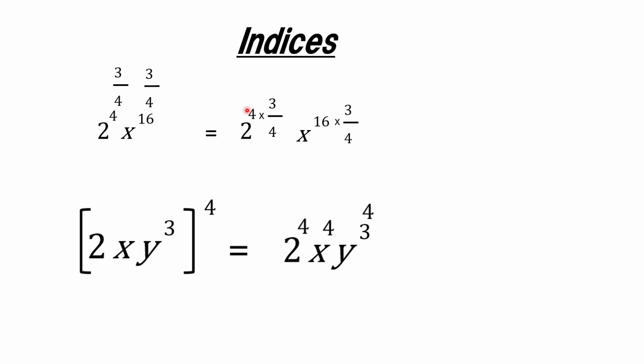Now the 4's will cancel each other, so it's just going to be 2 to the power of 3. If you don't like canceling, you can think of it like 4 times 3 is 12. 12 divided by 4 is also 3. So it's going to be 2 to the power of 3 only.